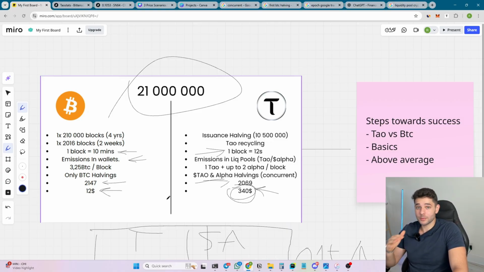So this is something you need to understand, guys. Bitcoin was 12 bucks at its first halving, and we're right there right now with Bittensor Tao sitting at 340. So no, it's not expensive. It is a lifetime opportunity.